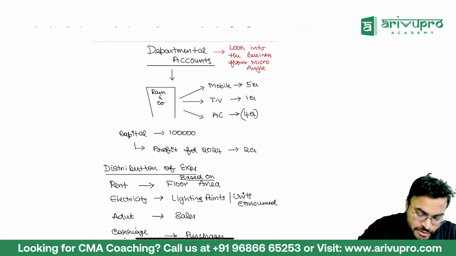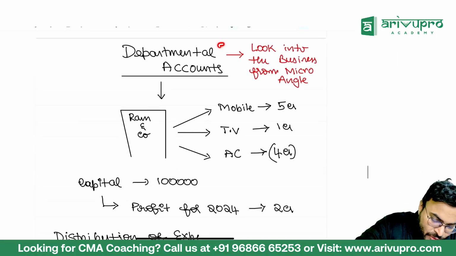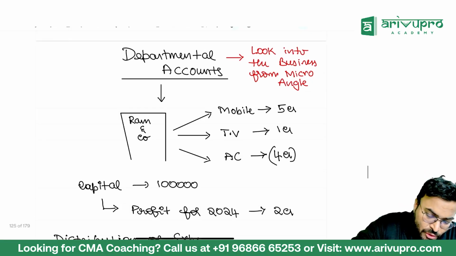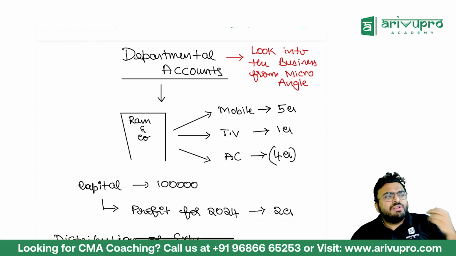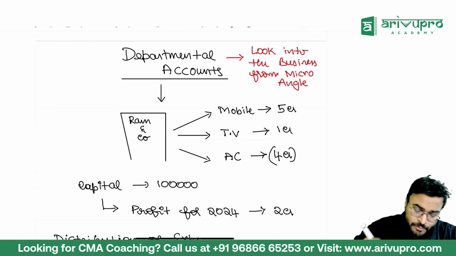Okay, let's proceed to the next chapter. Next chapter is departmental accounts. Okay, departmental accounts, a small simple topic it is. Here they look into the business from a micro angle. From a small angle, we want to look at the business so that we know where we are incurring losses so that we can improve.